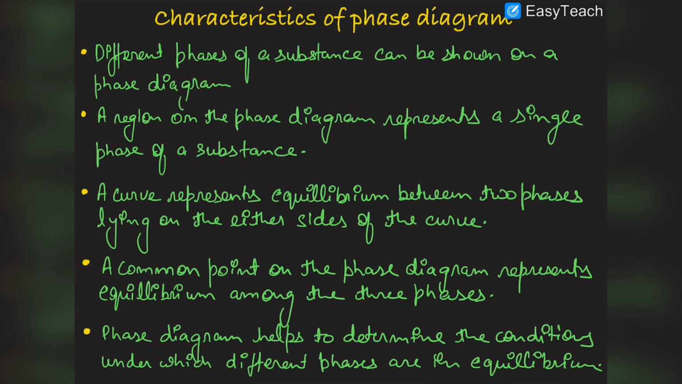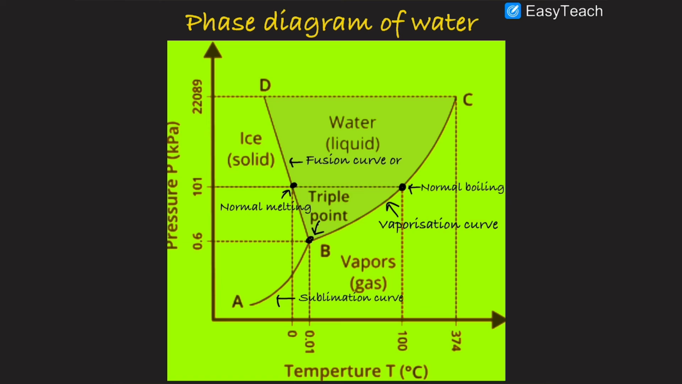I will be showing you a practical phase diagram for water on the next page, so just wait for it. And a common point on the phase diagram represents the equilibrium among the three phases. Now the phase diagram helps us to determine the conditions under which different phases can be in equilibrium.